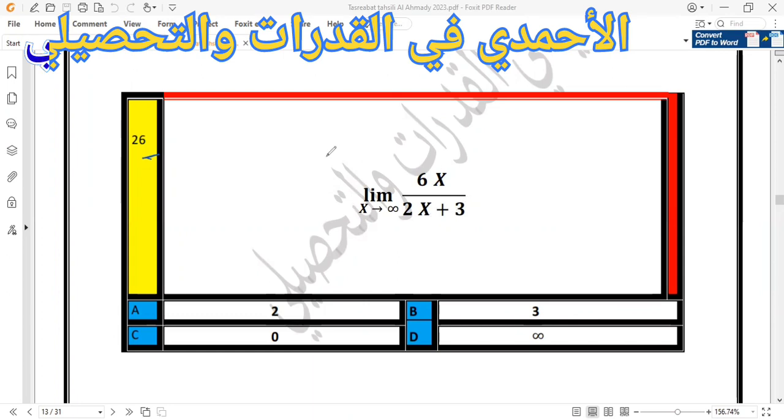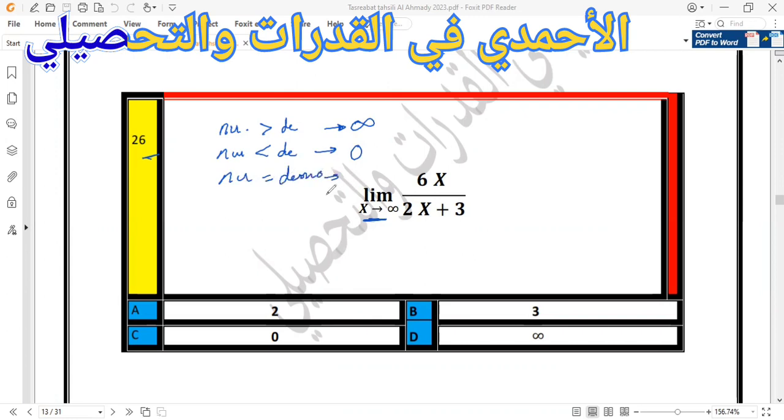I told you I have 3 cases to find the limit when x approaches infinity. If the degree of the numerator is greater than the degree of the denominator, the limit is infinity. If the degree of the numerator is less than the degree of the denominator, the limit is 0. If the degree of the numerator equals the degree of the denominator, how to find the limit here?